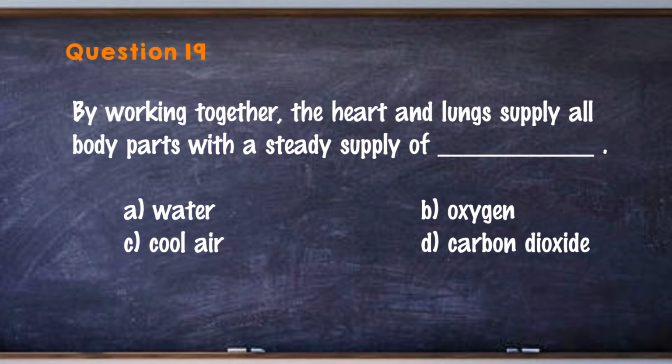Let's move on to question 19. By working together, the heart and the lungs supply all body parts with a steady supply of what? Is it A, water, B, oxygen, C, cool air, or D, carbon dioxide?